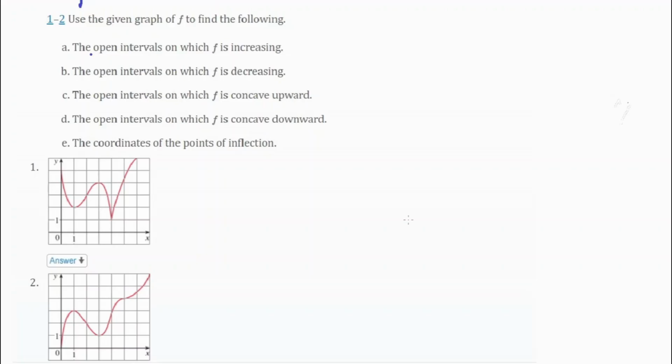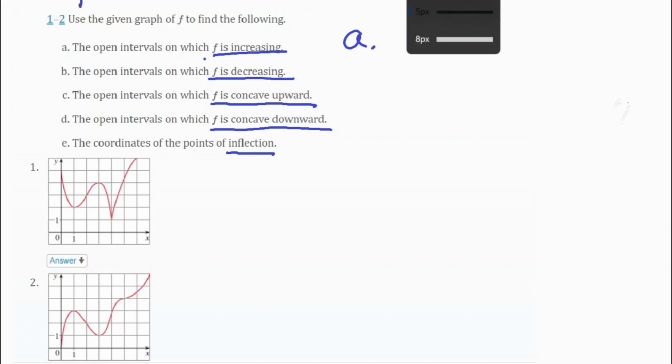Alright, so let's take a look at numbers 1 and 2. Use the given graphs of f to find the following: where f is increasing, decreasing, where it's concaving up, concaving down, and the points of inflection. Let's first start with the first graph. Let's mark it down right here, A. Let me change my brush size. So let's find for graph A where f is increasing. Both these graphs are f of x.